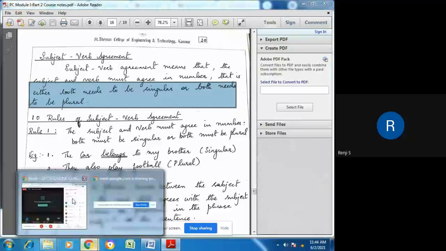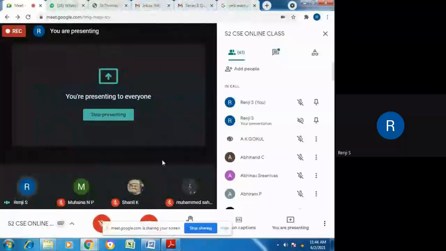So can you state what subject-verb agreement is in a single sentence? Can anyone type in the chat box? What is subject-verb agreement? Anyone? Just a single sentence. What is subject-verb agreement?